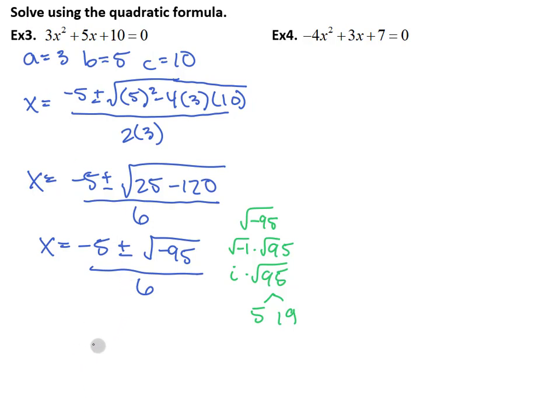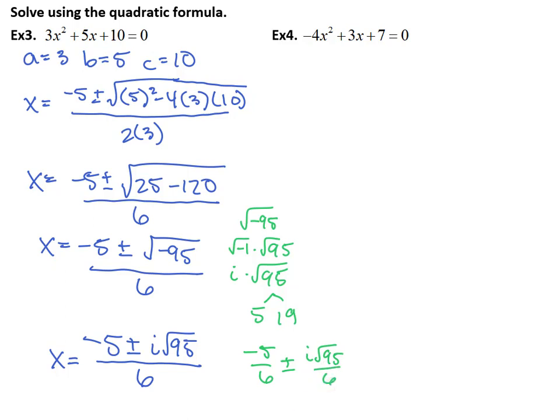So our final answer here, since we didn't get to take a number out of our radical, only i, we won't be able to reduce the overall fraction. So we end up getting negative 5 plus or minus i root 95 all over 6. Now, if you really wanted to think about this as a complex number, the real part would be the negative 5/6, and the imaginary part would be the i root 95/6. So that's how you could separate it to look like a complex number.